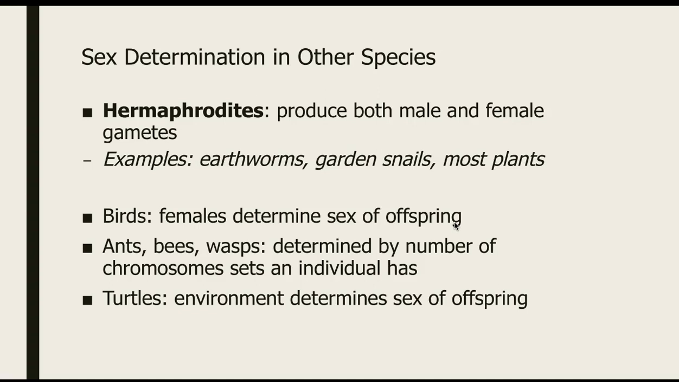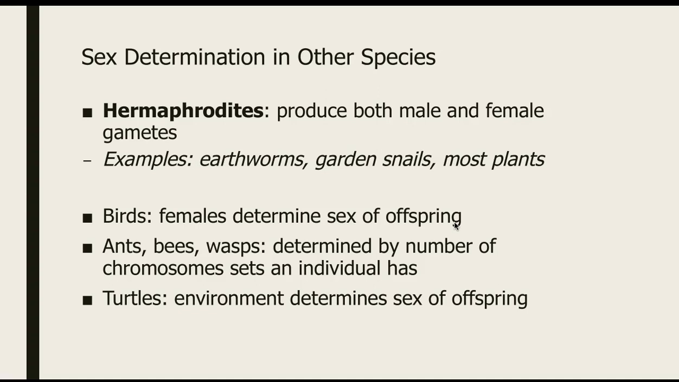In ants and bees and wasps, whether you're male or female has to do with how many chromosomes you have. If you have information from both your mom and your dad, you will be a female. And this is so wild, if you just have information from your mom, you'll be a male. Because in ants and bees and wasps, it's not about which chromosome you have, it's how many chromosomes you have. Males are haploid and females are diploid. That's wild.